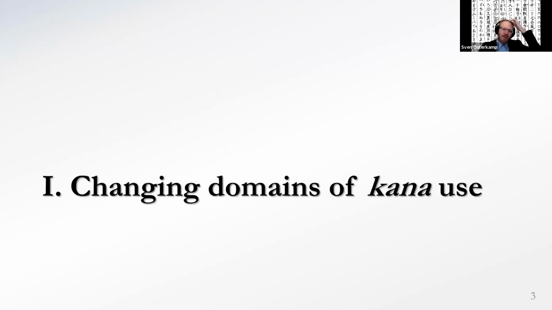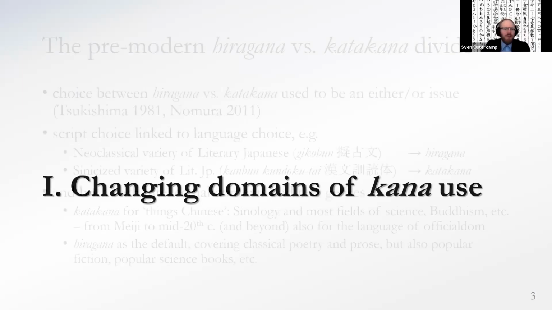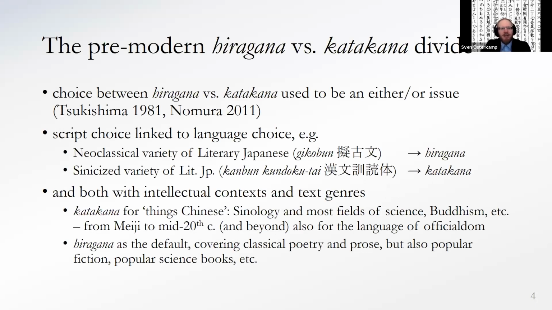So let me start with something that is pretty well known in the literature, namely what I would like to call the pre-modern hiragana versus katakana divide. What I mean by this is the opposition that formerly existed between what is sometimes referred to as the realm of hiragana and the realm of katakana. Unlike today, where the average Japanese text features a mixture of both kinds of kana plus Chinese characters and maybe other things, the choice between hiragana and katakana used to be an either-or issue from their beginnings in the early Heian period onwards. Script choice was closely linked to language choice, and that was still the case in the late Edo period.